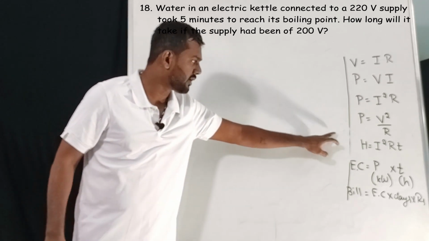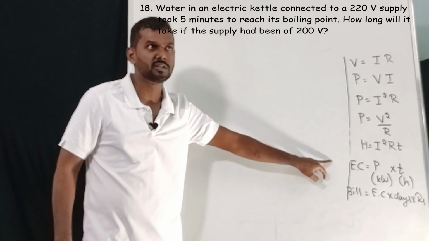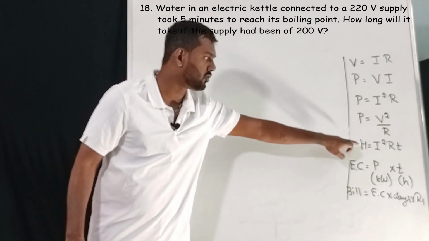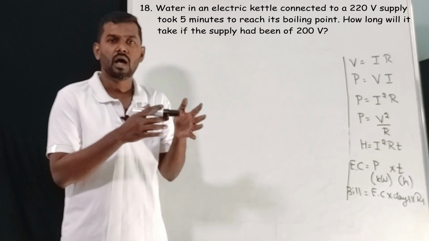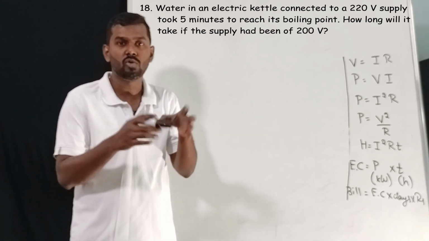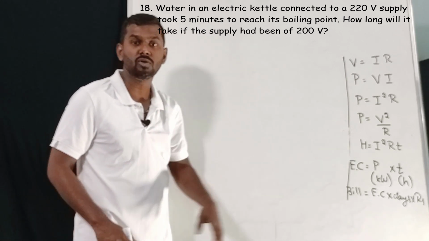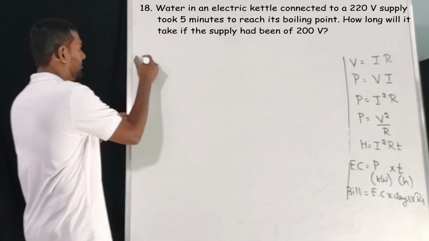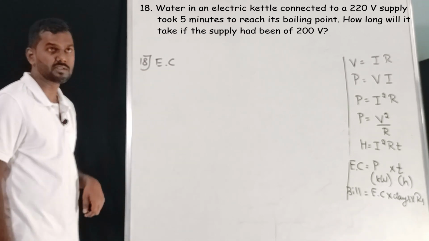See, time appears in only two formulas: heat energy and electrical energy consumption. If this question is related to heat energy, they will definitely use the word heat or ask how much heat is generated. If that is not given, then definitely it is related to electrical energy consumption. So question number 18 is related to electrical energy consumption.